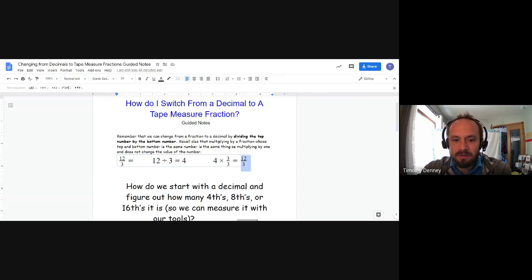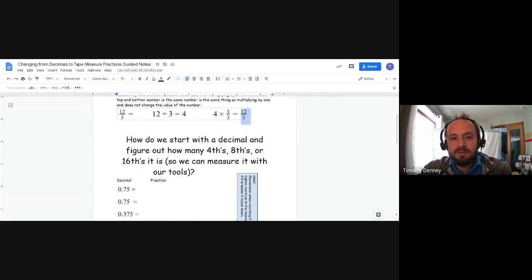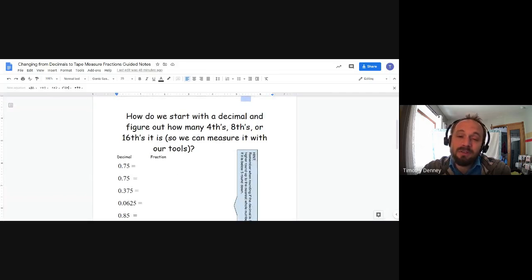All right, so if we start with a decimal, how do we get to 4ths, 8ths, and 16ths? Because those are the ones we find on tape measures. Now we'll talk a little bit about thirds, because when we're measuring with measuring cups in the culinary world, sometimes we have that fraction that would be useful to also convert a decimal to. All right, so 0.75 as a decimal. What is that as a fraction? A lot of you might already know that.